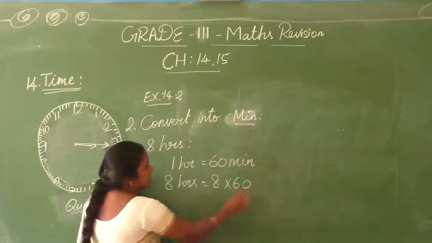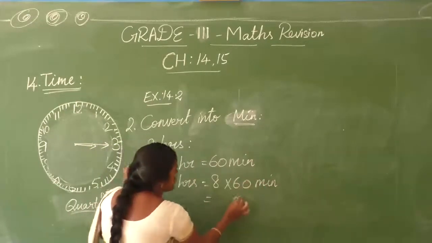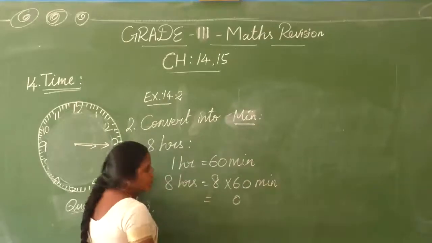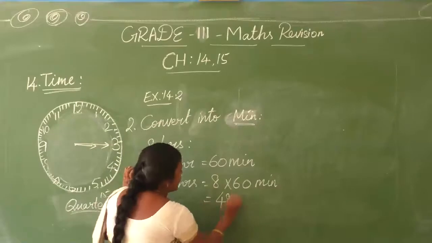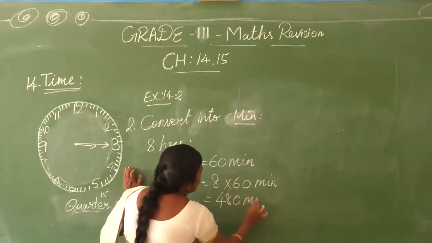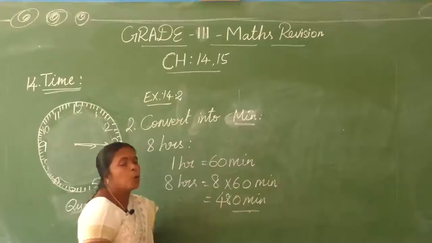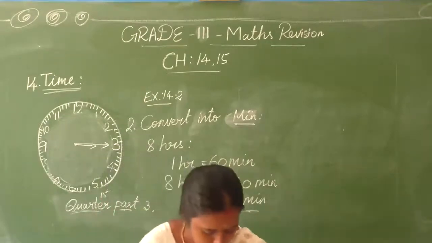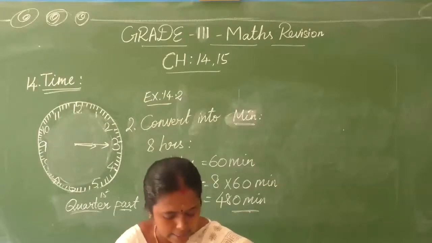8 into 60 minutes. Multiply 8 into 0, 0. 0 into anything is 0 only, no? 8 into 0 is 0. 8 sixes are 48. So, 480 minutes. In 8 hours, how many minutes are there? 480 minutes. Understood, children? On this basis, you have to revise all the remaining sums in this exercise.